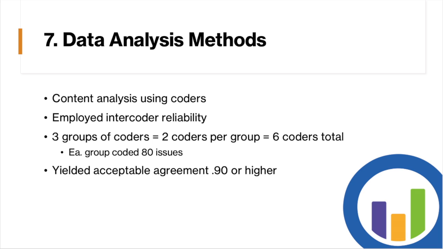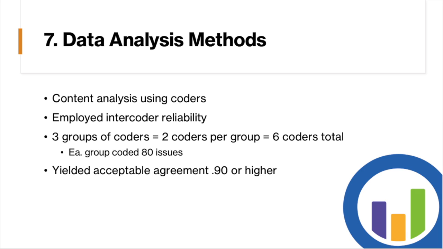Point number 7, data analysis methods. The researchers used content analysis to review all of the issues covered in the newspapers. An intercoder reliability test was conducted by 3 groups. Each group had 2 coders, and this was done to overcome the geographic and language barriers.